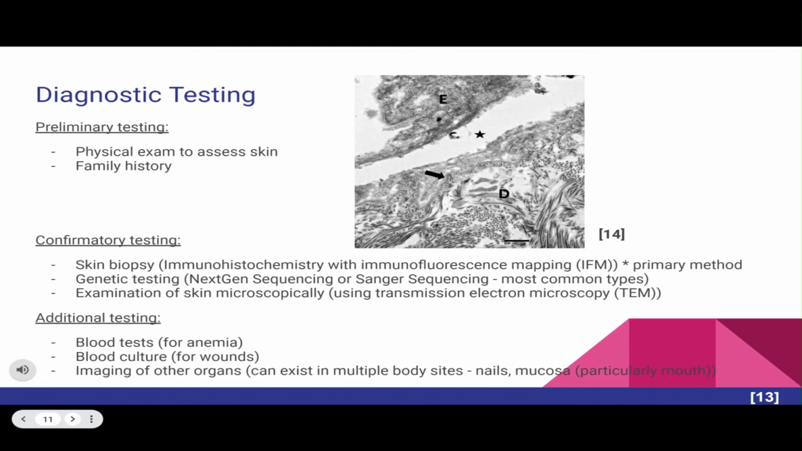Preliminary testing for EB begins with a physical exam to assess the skin, as well as a family history check for any known carriers. For confirmatory testing, a snap-frozen or fresh skin biopsy in Michel's medium must be acquired. The primary method for diagnosis is immunohistochemistry with immunofluorescence mapping. Common antibodies used are anti-keratin 14 and anti-type 4 collagen antibodies, with fluorescent markers. Genetic testing is performed in conjunction with IF to confirm diagnosis. The most common types of sequencing are next-gen or Sanger sequencing.